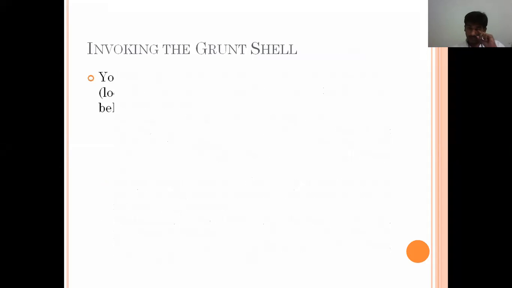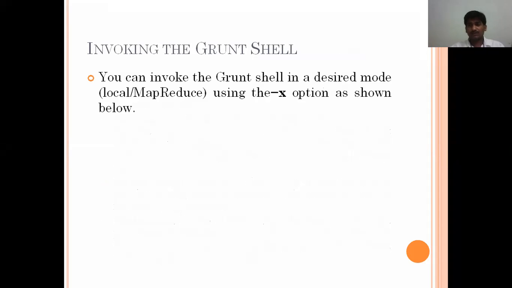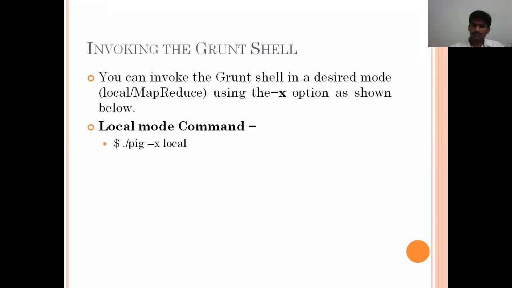Now, how do we invoke it? The first one is interactive mode, how we run the program. We can invoke the Grunt shell in a desired mode, local or MapReduce, using the -x option as shown below. For example, in local mode the command is dollar, ./pig -x local. This is the command to invoke the Grunt shell.